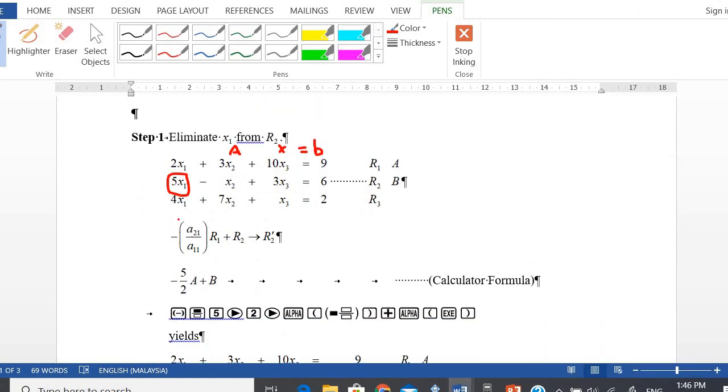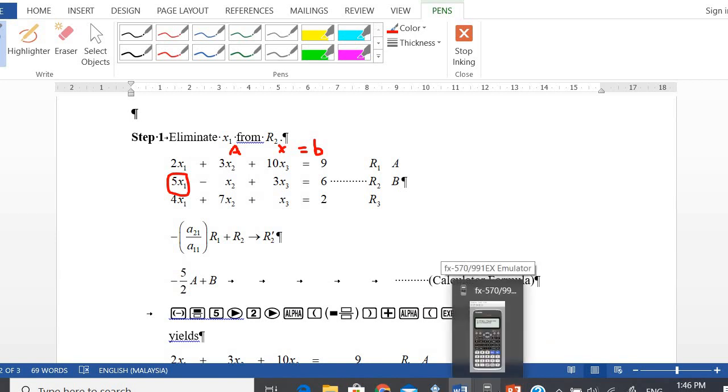Then you may calculate step 1 using the calculate menu, or you can use the spreadsheet menu in your scientific calculator.